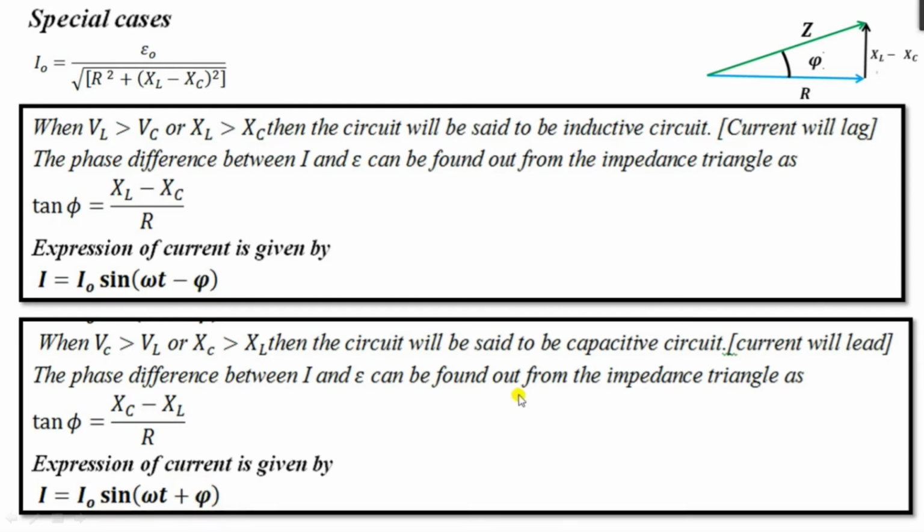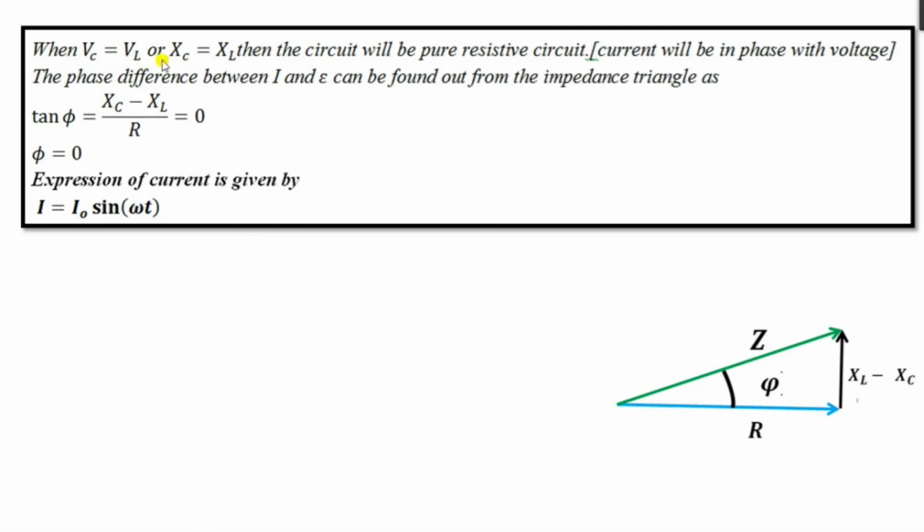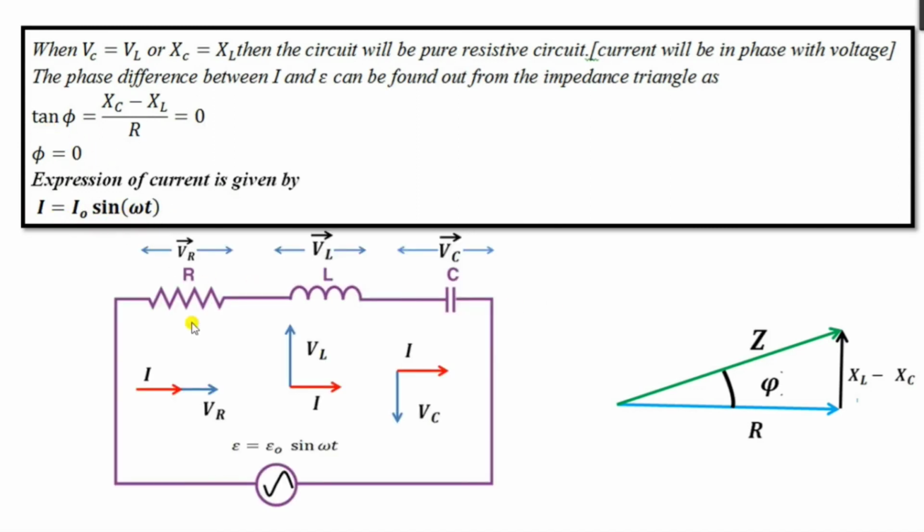When VC is equal to VL, XC will be equal to XL, and then the circuit will be called a pure resistive circuit, and in this case there is no phase difference between voltage and current. When XC and XL are equal, we get the phase angle to be 0. So the expression of the current is I is equal to I naught sin omega t, and there is no phi. So let's summarize the video.